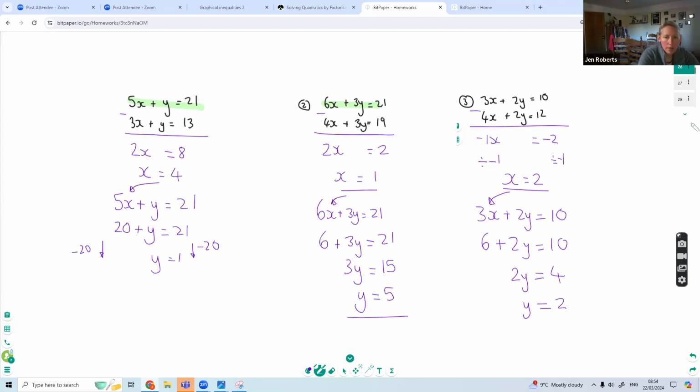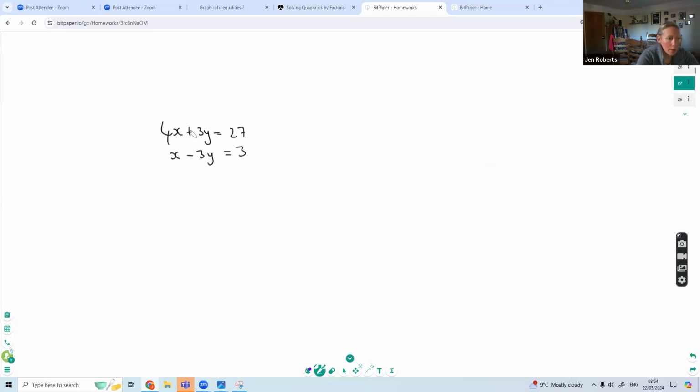Okay, right. Let's look at this slightly different example. So when you've got a plus and a minus, this is the only time when instead of subtracting the equations, you add the equations. 4x plus 1x is 5x. Now let's just talk about this bit. 3y plus minus 3y. Now if you're on your calculator, if you type in 3 plus minus 3, it's 0. It disappears, which is what we want. We always want this middle term to disappear. 27 plus 3, 30. Divide both sides by 5, x is 6.